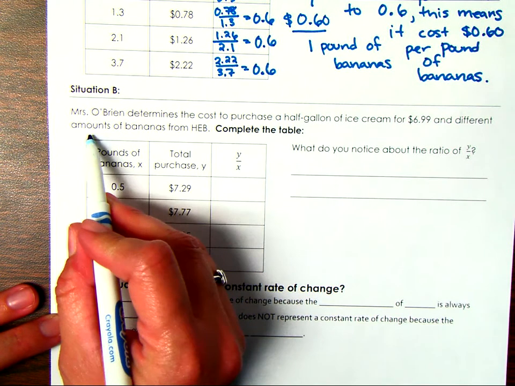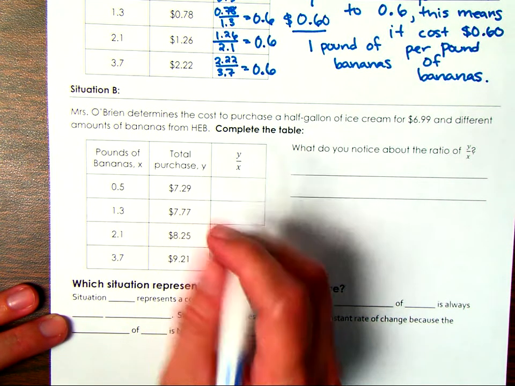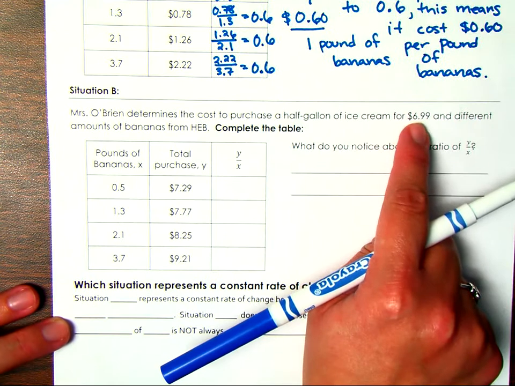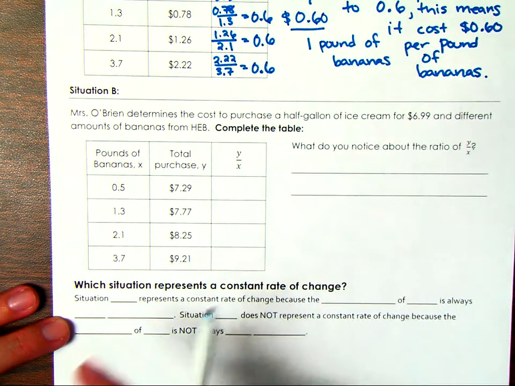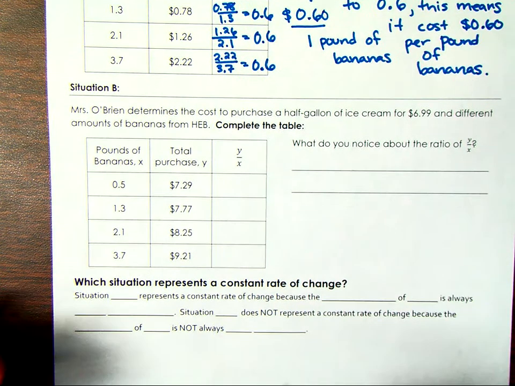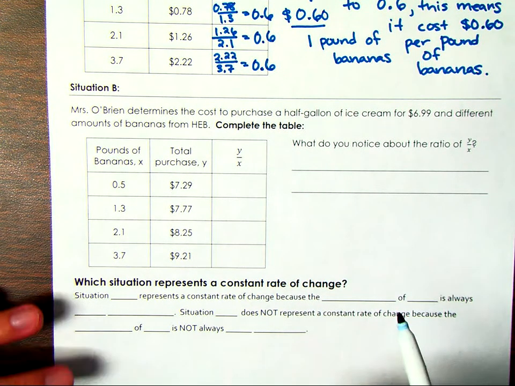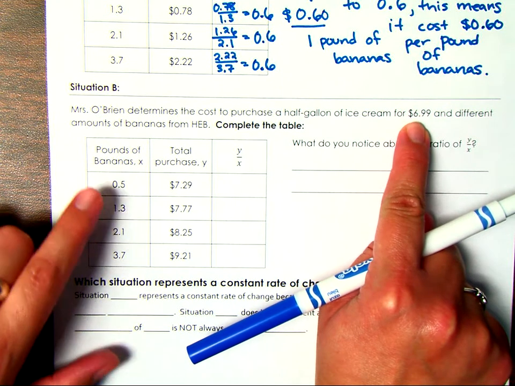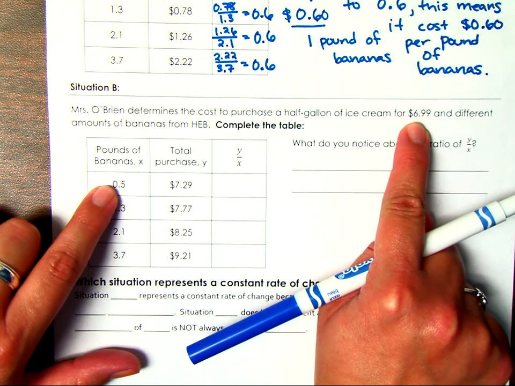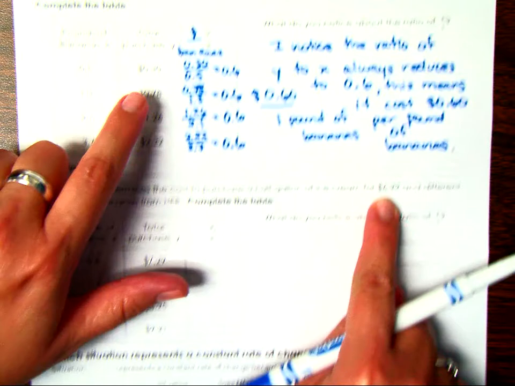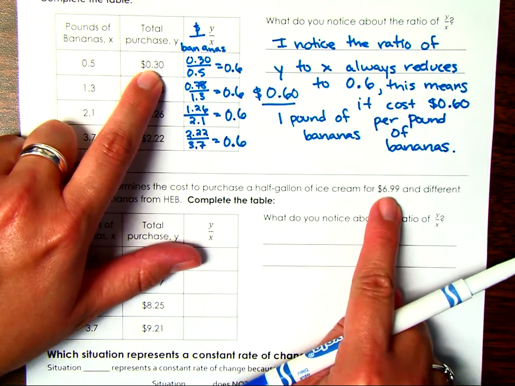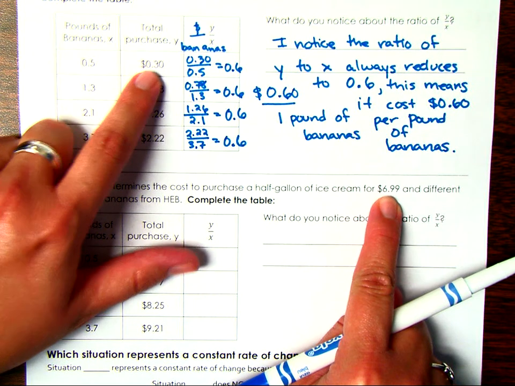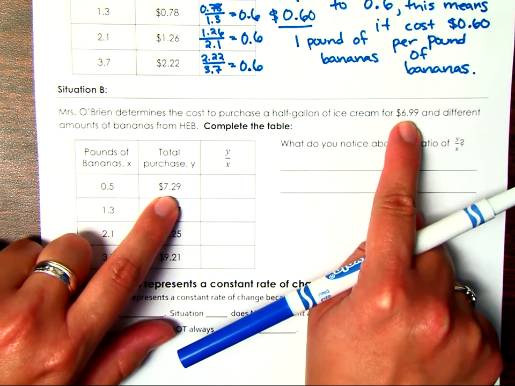And then different amounts of bananas from H-E-B. So she's buying the ice cream at $6.99 and the bananas. So we're going to think about, is that going to be the same or different? If she bought the half gallon of ice cream at $6.99 and half a pound, well, remember, half a pound of bananas was 30 cents, so $6.99 plus 30 cents is $7.29.